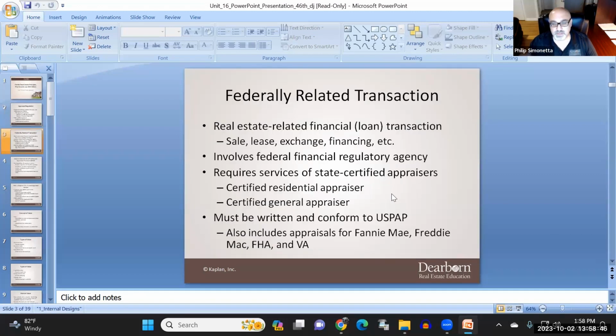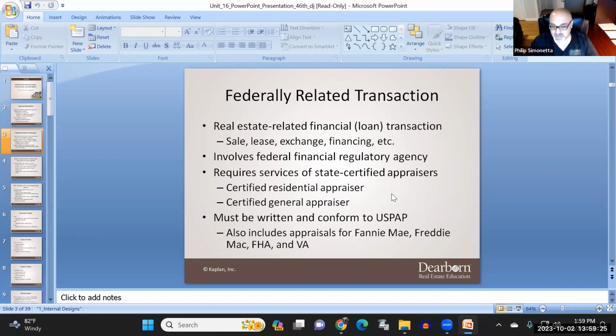When it comes to federally related transactions, these are real estate related financial loan transactions that have to do with the sale, lease, exchange, or financing. It involves federal financial regulatory agencies, FHA, VA, conventional, right? These are the federally related transactions like we talked about before. It requires the services of state certified appraisers, so they have to be a certified residential appraiser or a certified general appraiser to appraise for those types of transactions.